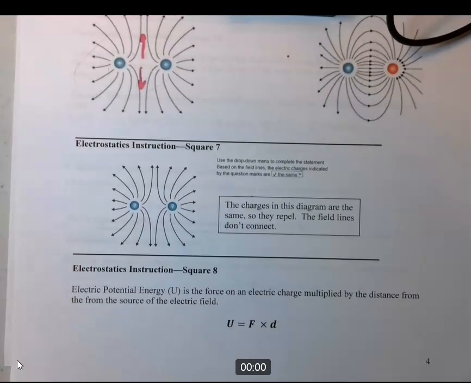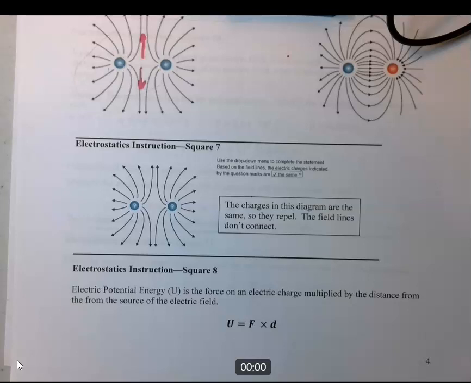Okay, square 8. So electric potential energy is the force on an electric charge multiplied by the distance from the source of that electric field. So potential energy, you heard that term back in Physics 1 when you talked about gravitational potential energy. And gravitational potential energy is a function of three things. The strength of the gravitational field, the Earth's gravitational field. A smaller planet like Mars would have less of a gravitational field than Earth does. It's also a function of the mass that you put in that gravitational field. You're going to have more potential energy if it's a heavier, bigger object than if it's a lighter object. And the other thing is the height off the ground.